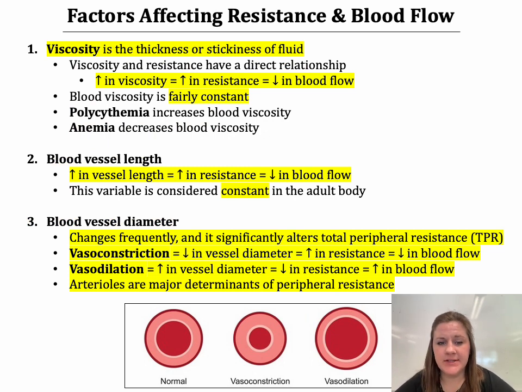So as I said, the viscosity is the thickness or the stickiness of fluid. In a healthy individual, this is going to be relatively constant. If you have a normal hematocrit, normal protein level, normal fluid, you're hydrated appropriately, the viscosity should be pretty consistent. Well, if you have an increase in viscosity, an increase in thickness, it's going to create more resistance. It's going to be difficult for that blood to surge through the vessel if it's really thick.